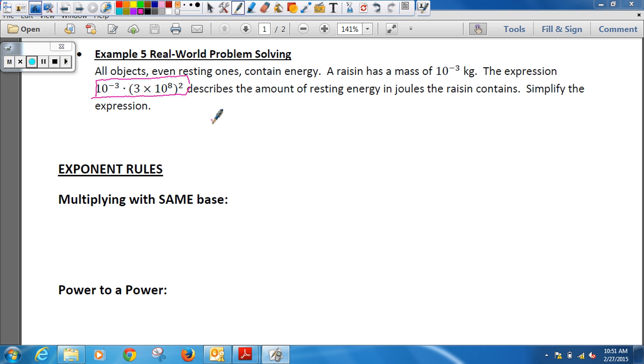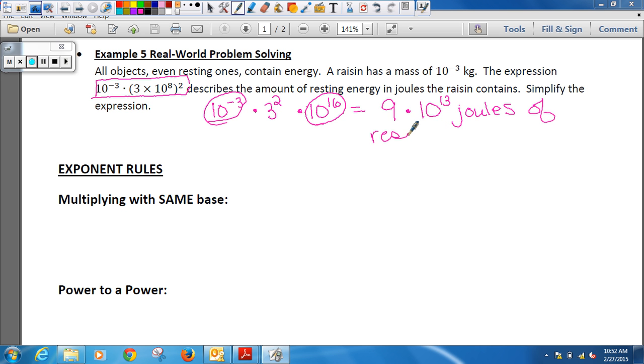First of all, we remove the parentheses by completing power to a power. So to remove the parentheses, 3 squared times 10 to the 8th squared, 8 times 2 is 16. I know 3 squared is 9, times, the bases of 10 are the same, so I'm going to keep the base of 10. Multiplication means I add the exponents, so it's going to be 9 times 10 to the 13th. 9 times 10 to the 13th joules of resting energy in a raisin.